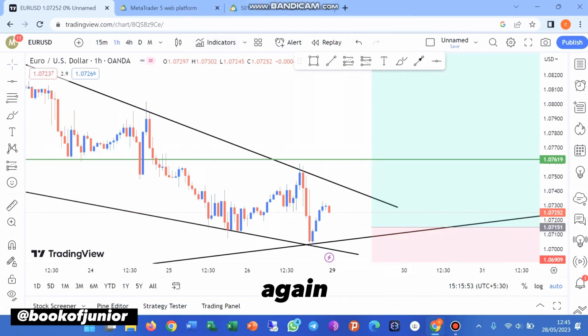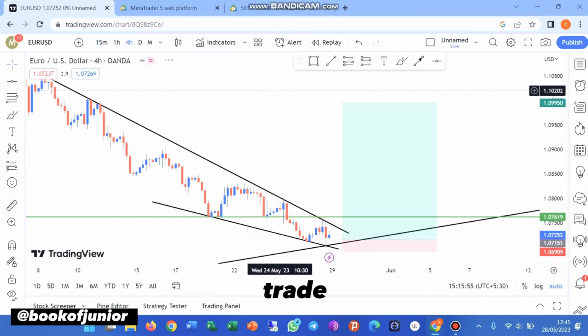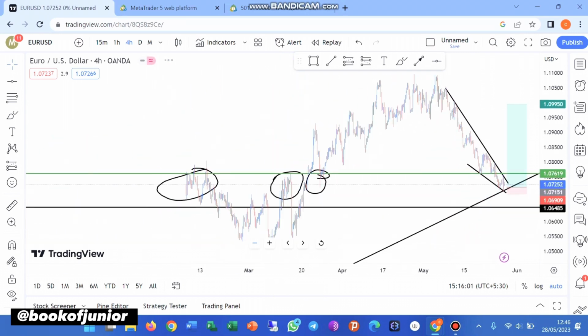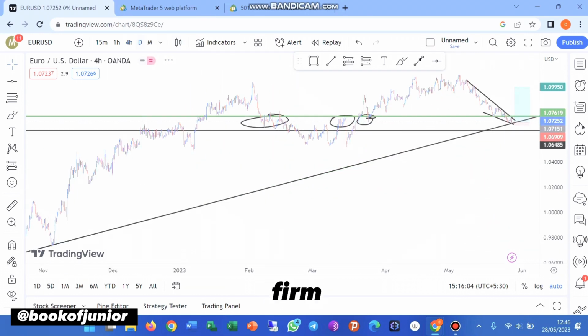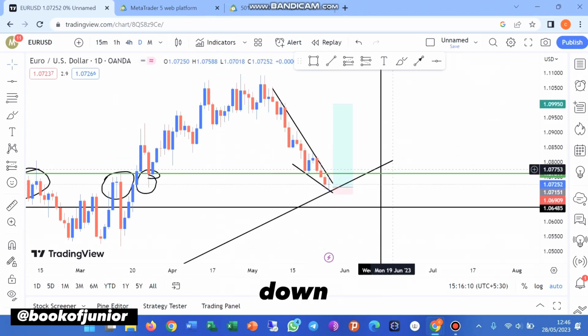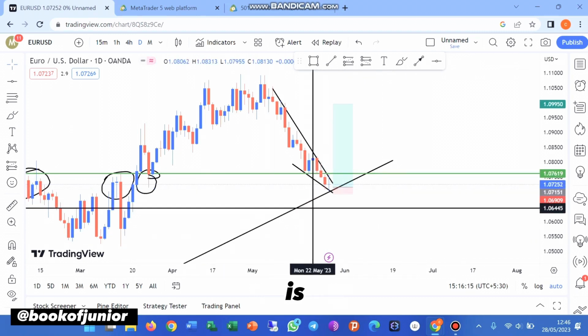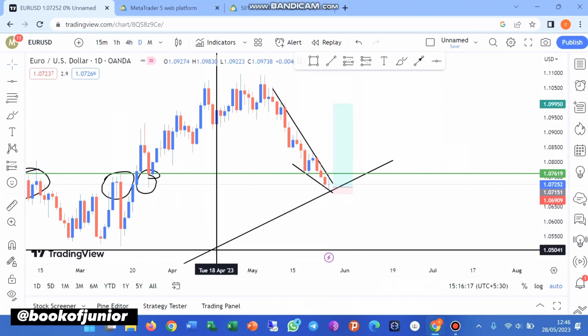So again, this is a summary of the Euro USD trade. As you can see, we have a falling wedge, which indicates a reversal. And another thing we have, when you come to your daily time frame, is this black line coming from down to up here. This is also a reversal, meaning every time price touches that, it bounces off.